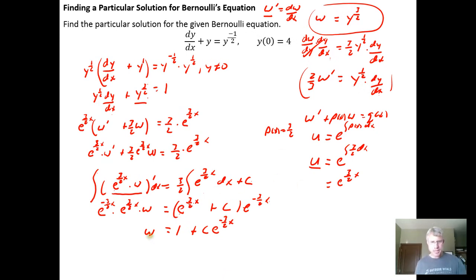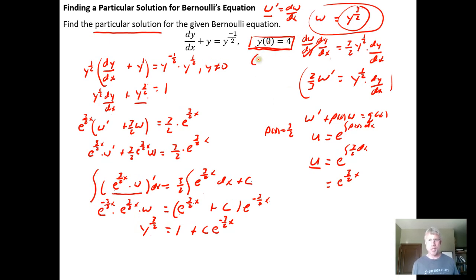And then once we've isolated the w, we want to recognize that we've actually made a substitution, so w needs to be converted back into the y world. So w equals y to the 3/2, so we just replace the w here with y to the 3/2 power. And now we have the general solution to the original differential equation. But because we're given initial conditions, we want to find the particular solution that goes with those initial conditions.